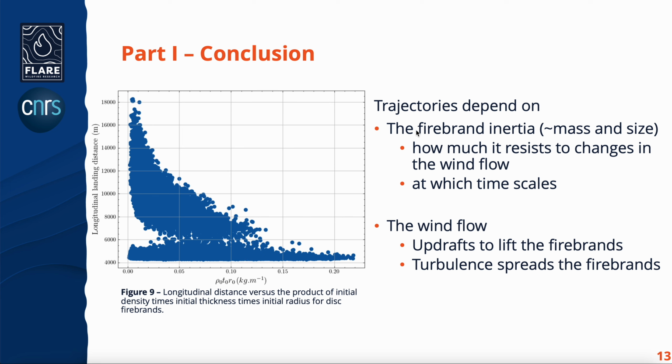long distance. And so mainly the trajectories are going to depend on the firebrand inertia, so that is something proportional to the mass and the size of the firebrand, which is indicating us how much it resists to the changes in the wind flow, but also at which time scales, meaning what is the time that the firebrand takes to adapt to the local wind flow conditions. But also it depends on the wind flow condition. If the firebrand is going to be caught in an updraft, it is going to be lifted and going to travel faster. And so as well, the turbulence plays an important role because it's going to spread the firebrands laterally.